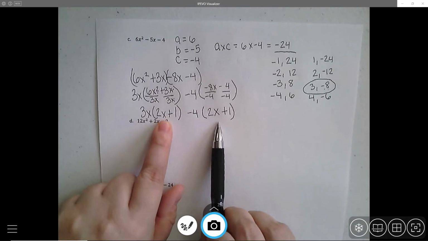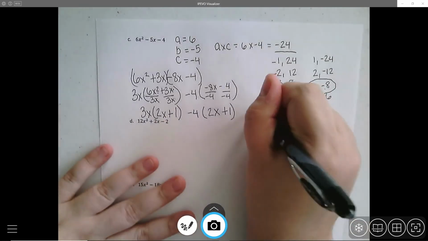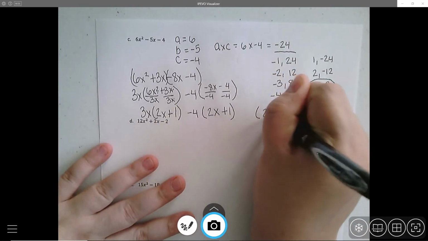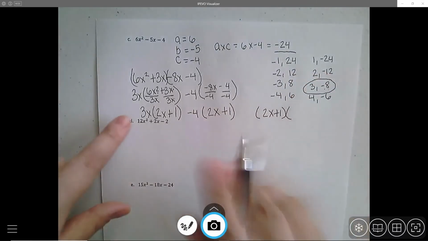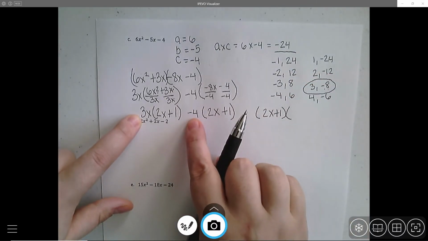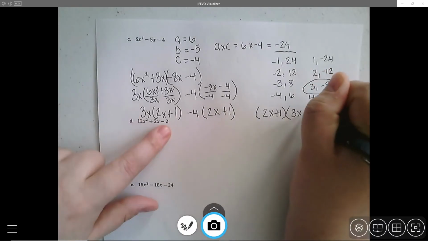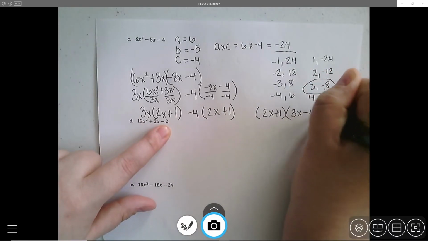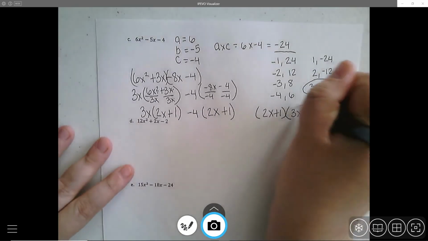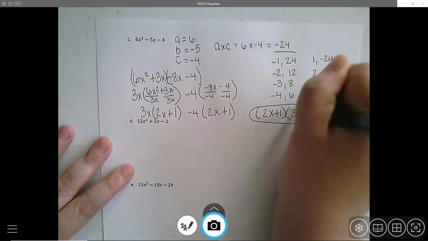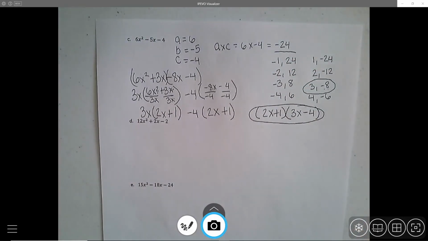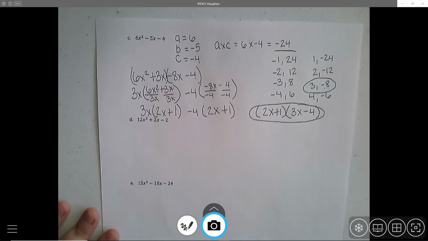Notice, what's in the parentheses is the same, so I'm good to go. Write what's in the parentheses, that's the same. Now you're going to write what you took out as GCFs in order from left to right. So 3x, a negative 4 would make this a minus 4. There would be my final answer. Like I said, the more we work through this, the easier I think it gets.